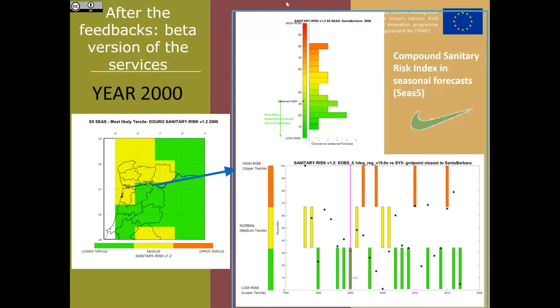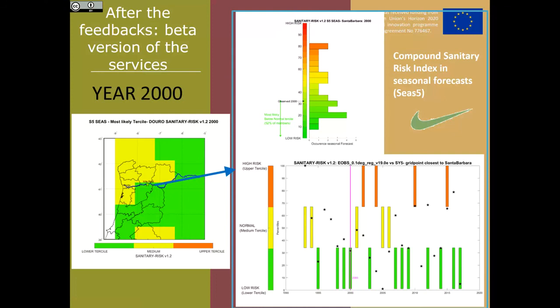Alessandro, Emanuele is asking, in this figure, you have dots indicating the observations, the historical observation, yeah. Then the color bars indicating the probability of being above, below, or in the norm during each year. So why are there years in which you don't have a bar? Good question, thank you, Emanuele.